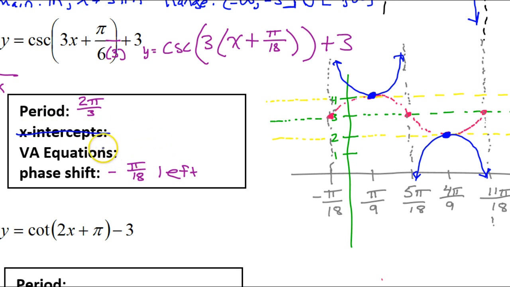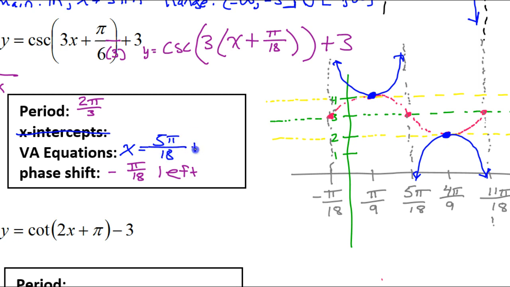Now, I will talk about the vertical asymptote equations. I like to start with my first positive vertical asymptote, which is at 5 pi over 18. And I'm going to say x equals 5 pi over 18.